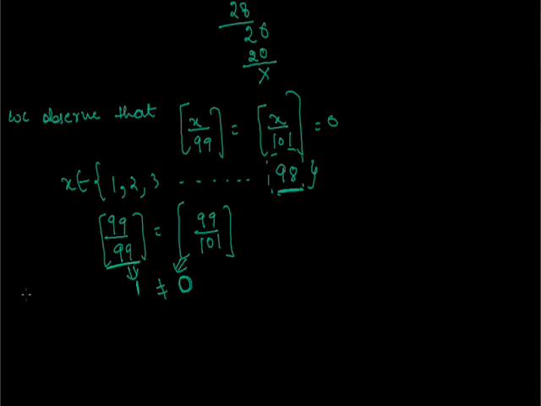So I'll be considering x till 98 only. Okay, similarly, if I count from 1 to 98, how many numbers are there? How many x are there? Therefore, there are 98 such numbers for which the greatest integer function will be 0.